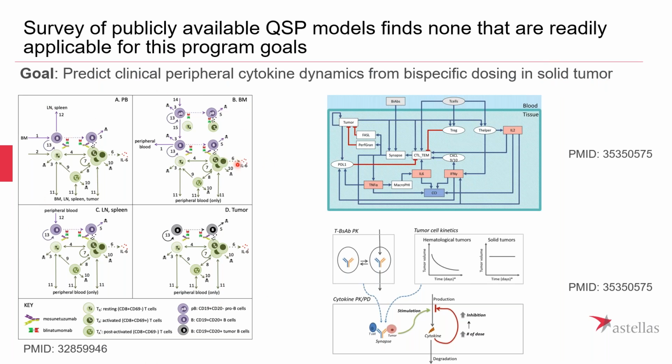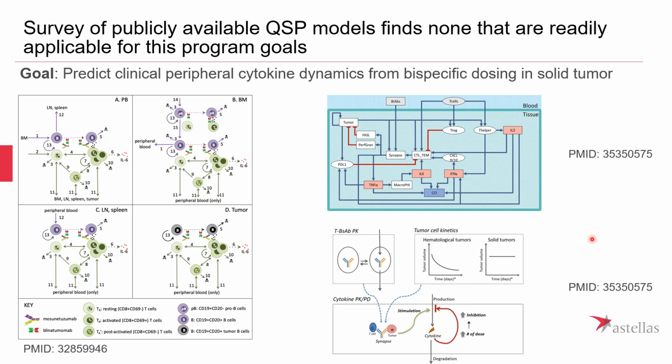So for example, this publication on the left, this is a fantastic QSP model that looks at how cytokines are released from blinatumomab and mosunetuzumab. But again, these are lymphomas, sorry. So these are lymphoma targeting bispecifics, not solid targeting bispecifics. So this model is not really readily available to be used to meet my goal. I would still need to take this model, translate it over to solid tumors, and figure out how to do all that translation. And then on the right, there are some other models out there that have looked at different approaches for understanding cytokine release from bispecifics.